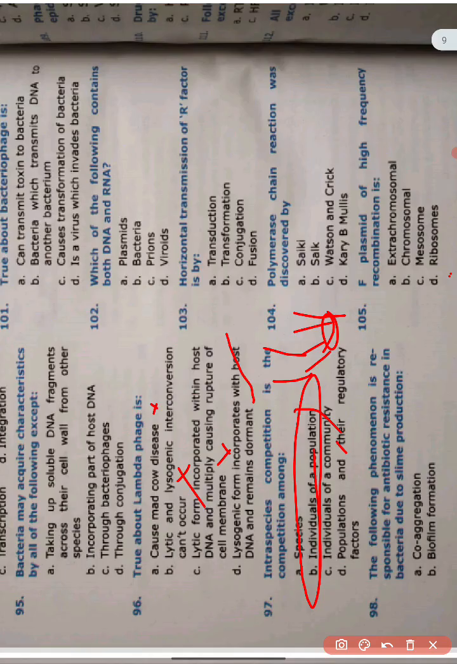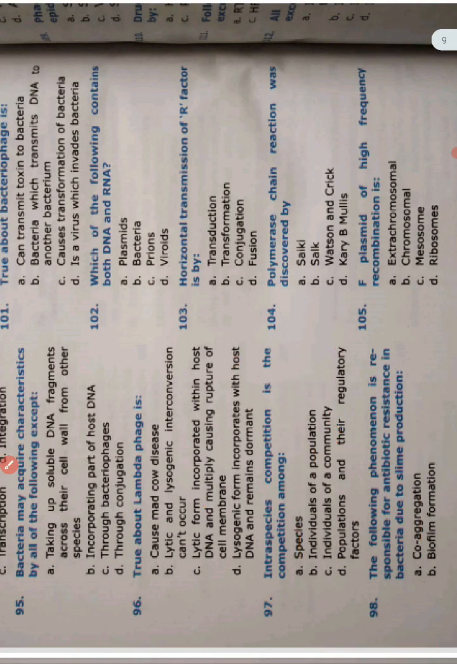The following phenomenon is responsible for antibiotic resistance in bacteria due to slime production. Not goat, but goat and cow. Okay. The following phenomenon is responsible for antibiotic resistance of bacteria: slime production is biofilm formation.